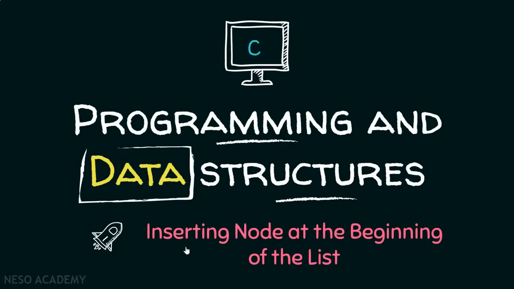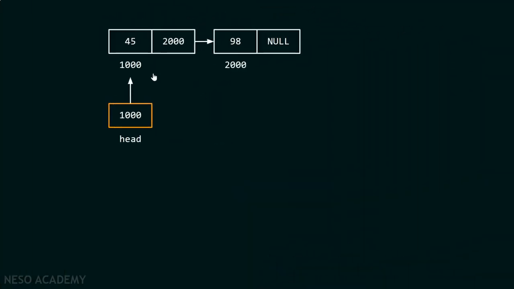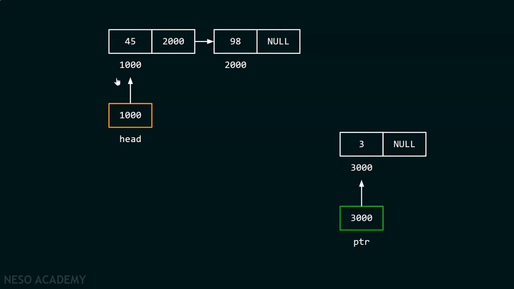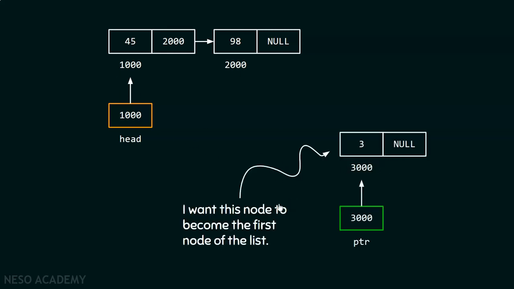In this presentation, we will learn how to insert a node at the beginning of the single linked list. So let's get started. Let us suppose that we already have this list and we want to insert this node to the beginning of this list. Okay, this is our job. We want this node to become the first node of this list.